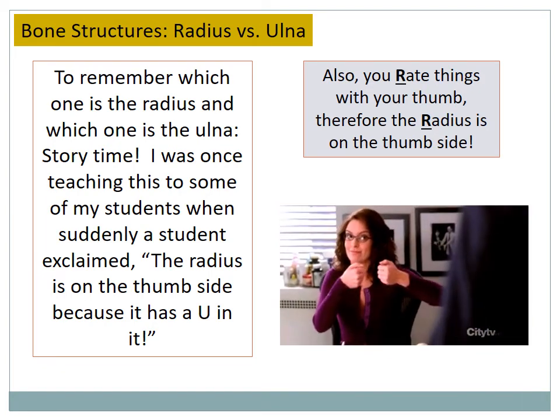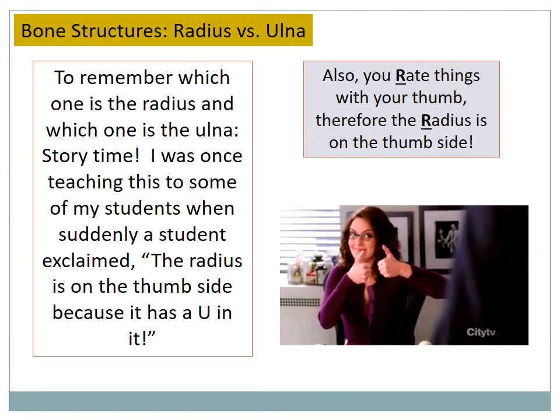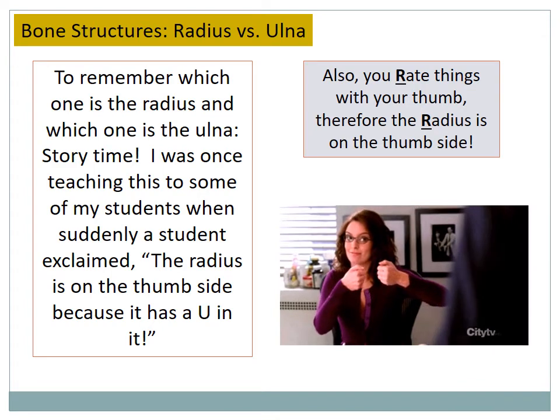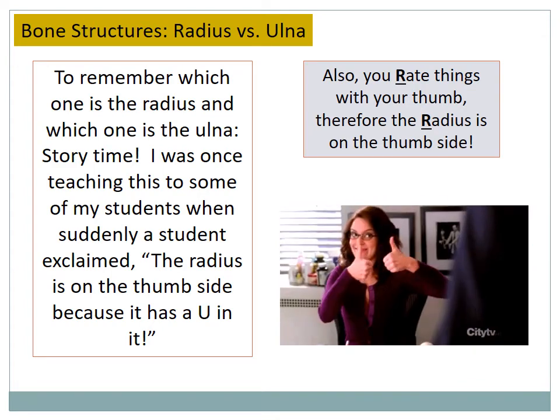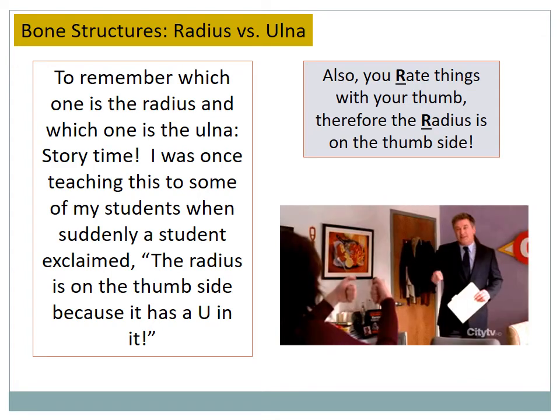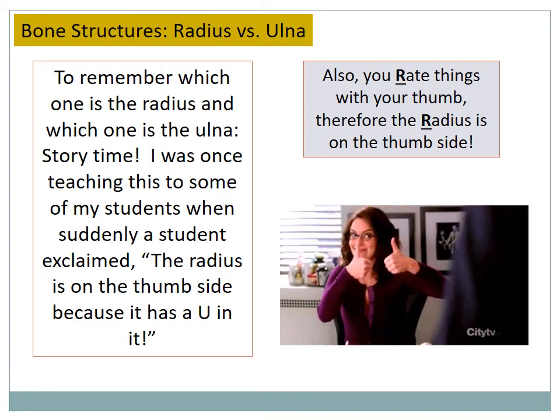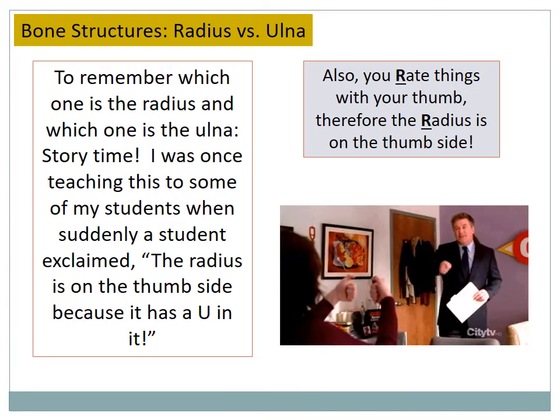So like Liz Lemon down there, she's given a thumbs up because she's like, yeah, that's good. And you can also give a thumbs down, meaning that's bad. So you can rate things with your thumb. Therefore, the radius is on the thumb side, which makes the ulna on the pinky side. All right, moving forward.